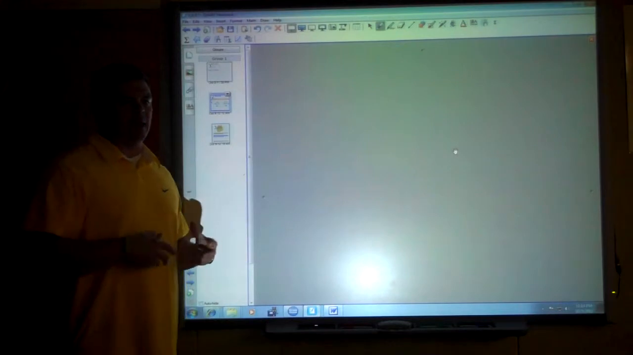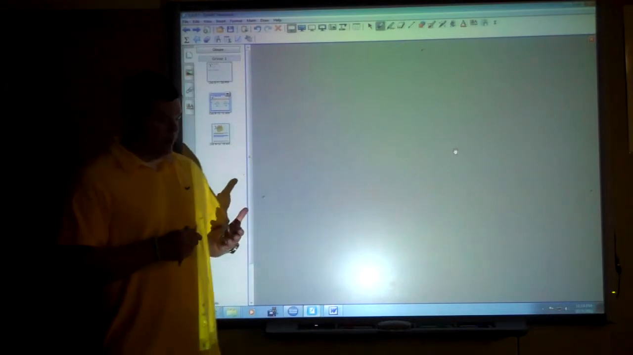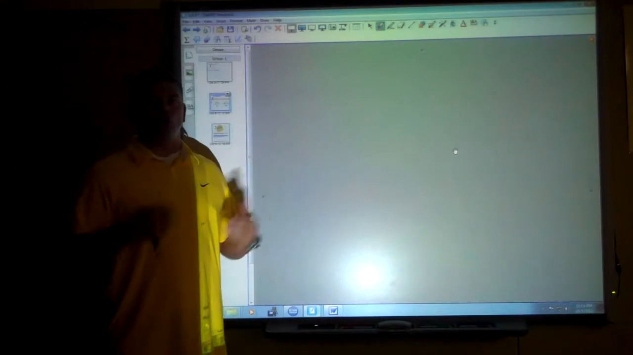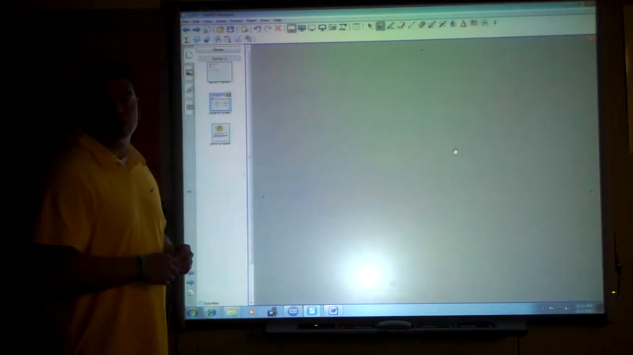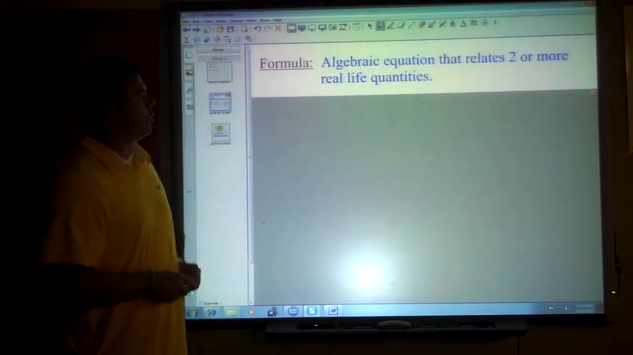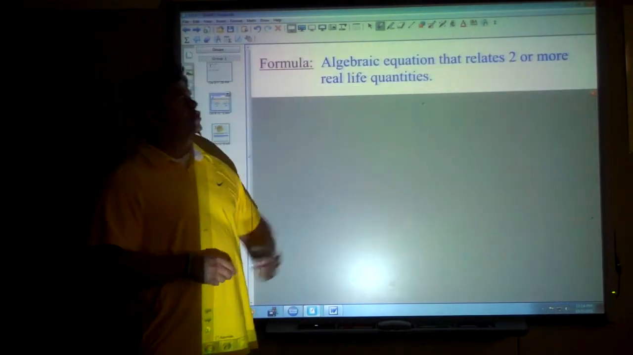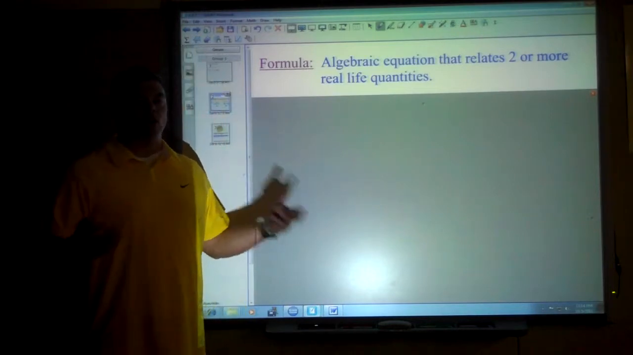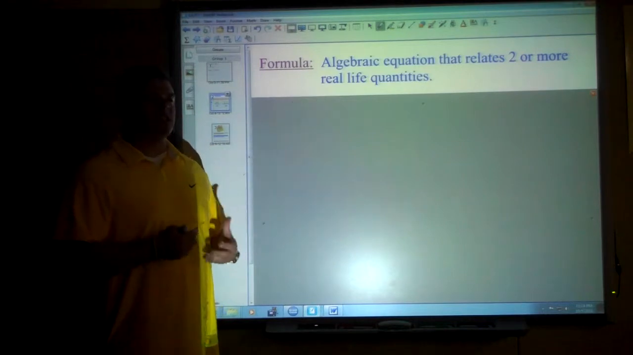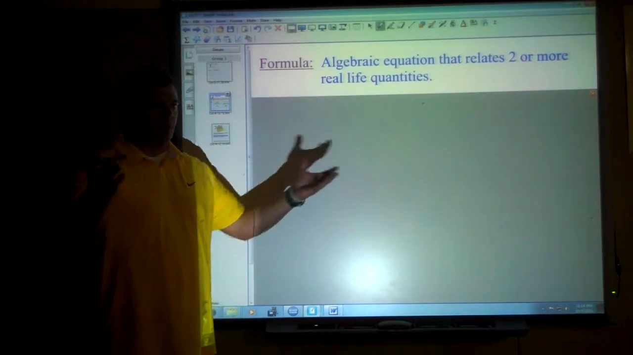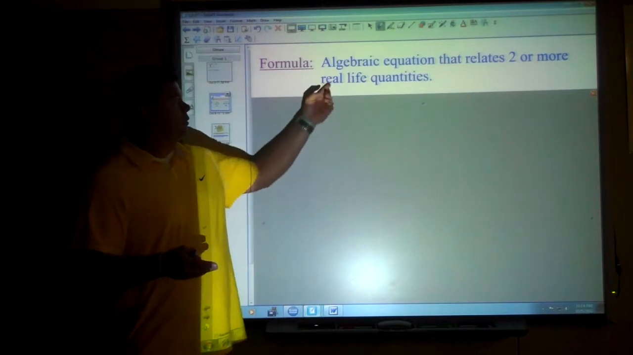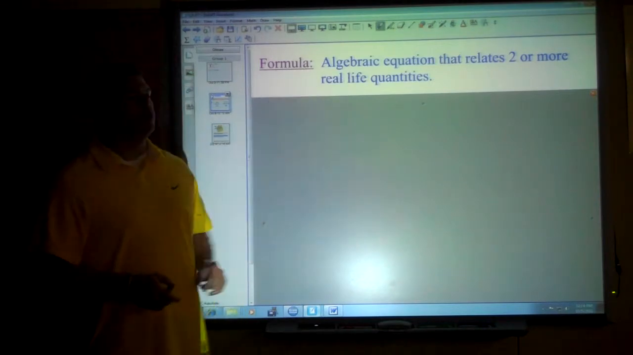You notice the last time we were dealing with these problems, we had the distance equals rate times time come into play on numerous occasions in some of the problems that we were working on. So for our first definition, we want to go over formula, which is an algebraic equation that relates two or more real-life quantities. So they're still equations, just like what we've been working on. It's just that it's going to have to do with real-life stuff. For example, distance equals rate and time would be three different real-life quantities. It has to be two or more.